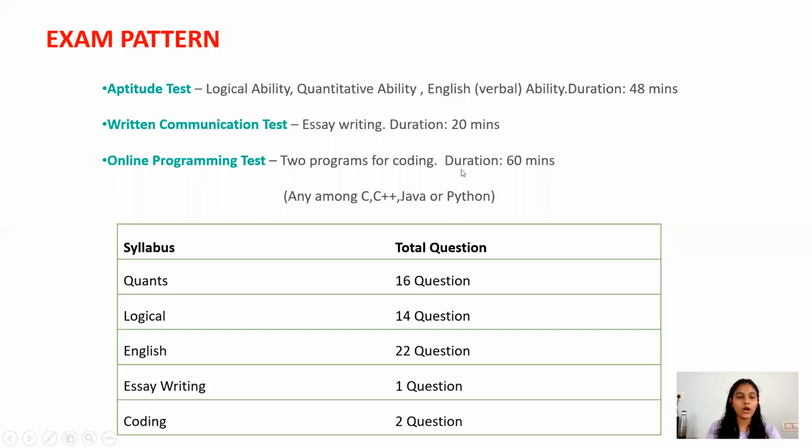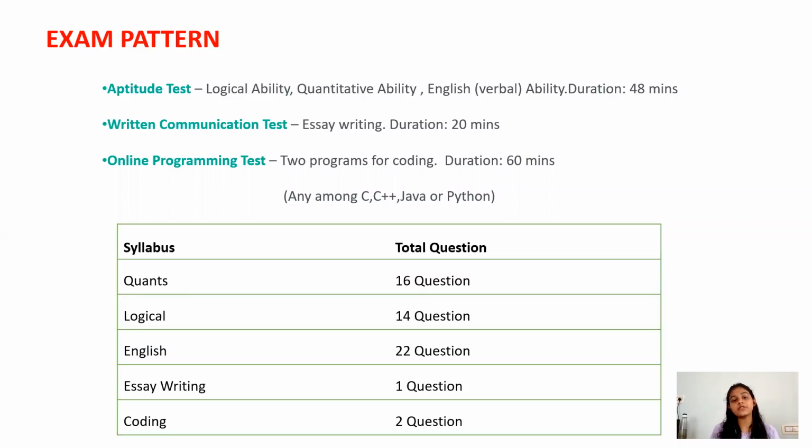So yes, now coming to the exam pattern. Okay, so you know that there is an online assessment. This is the question pattern that we're about to cover. You have an aptitude test, which is the first section of the exam pattern. This includes logical ability, quantitative ability, then English, that is verbal ability.